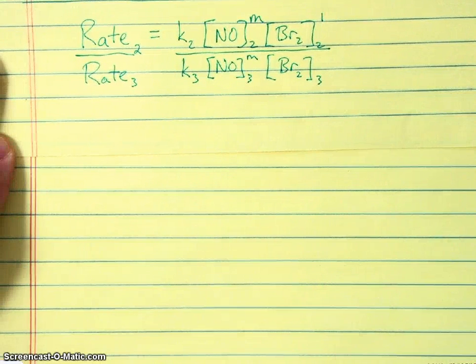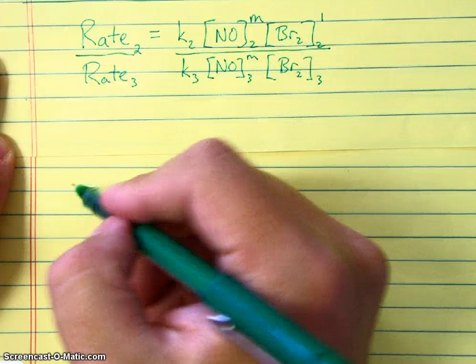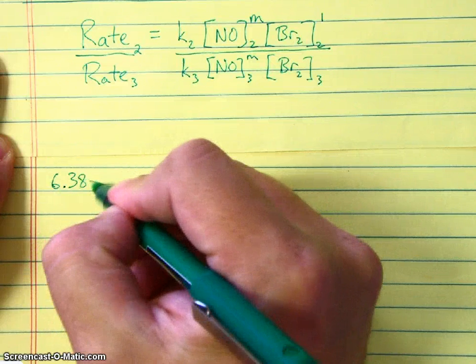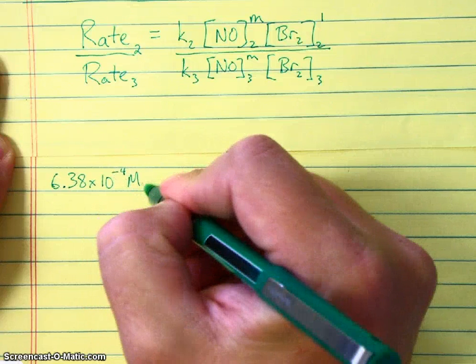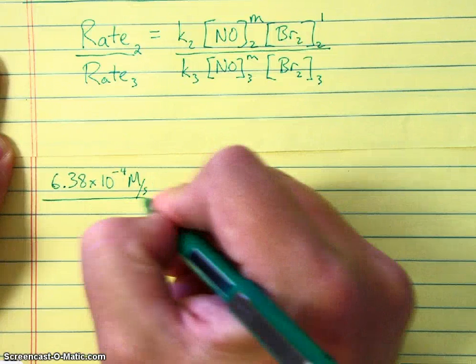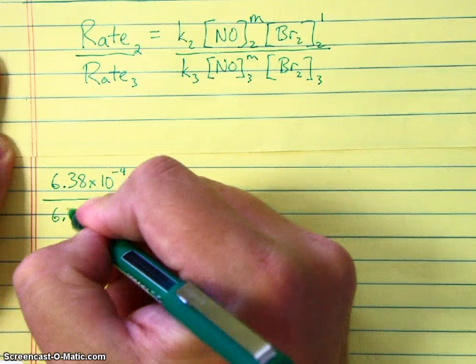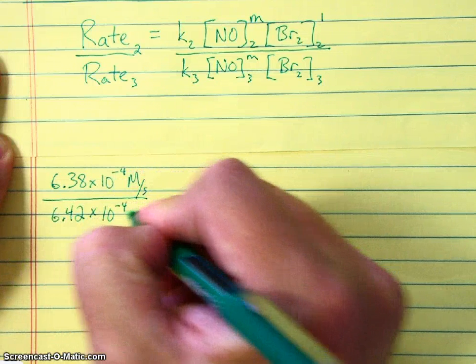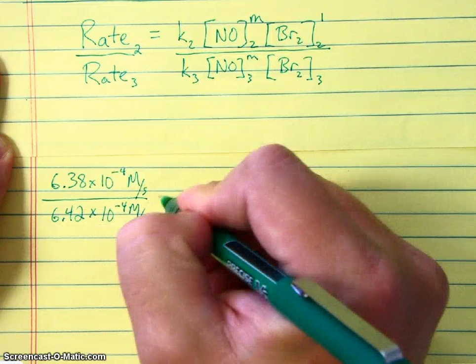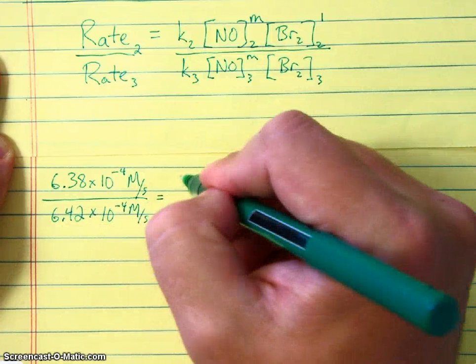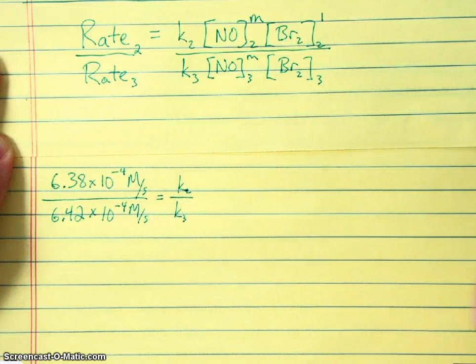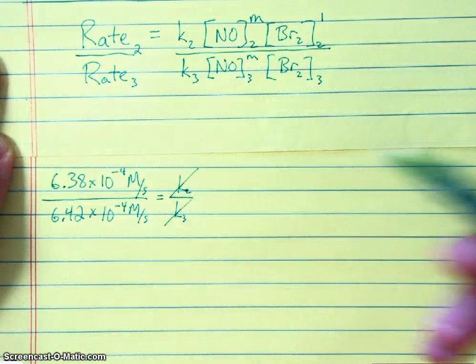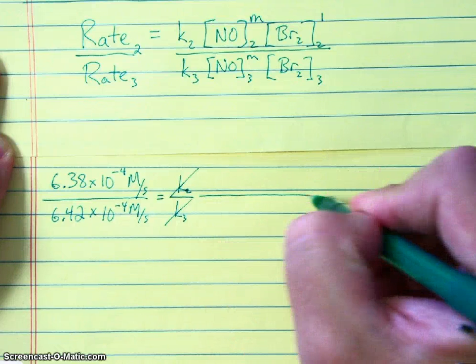Okay, so there's my work, and I'm going to put in some numbers now. So this is experiment 2's initial rate. Experiment 3's initial rate. So they're about the same. K2 over K3. K's are the same for these two, so long as temperature is not varied, K stays the same. We're going to get rid of those. That cancels out to 1.